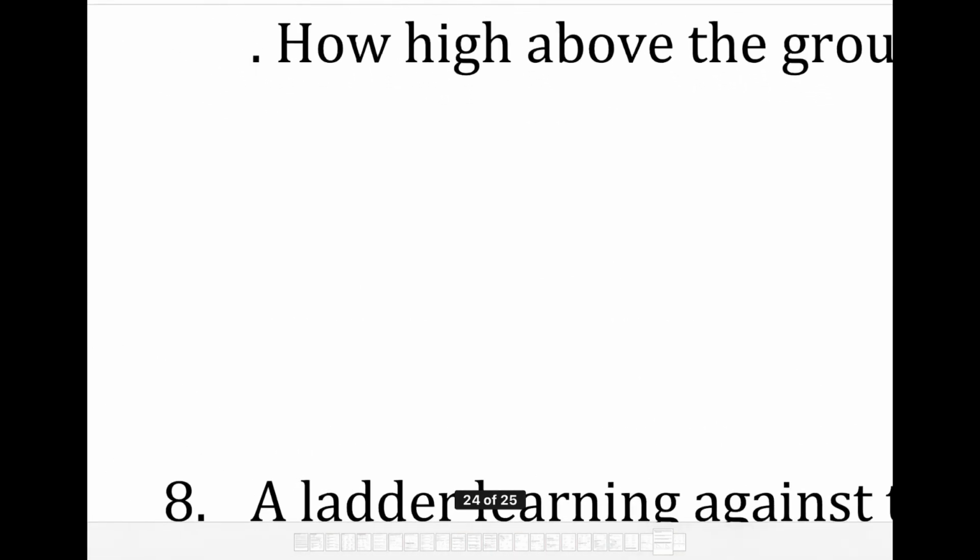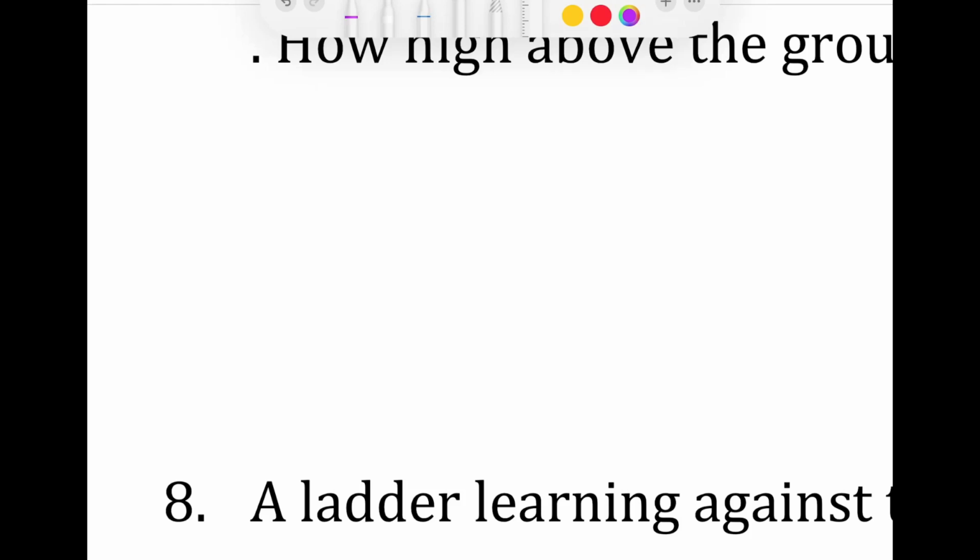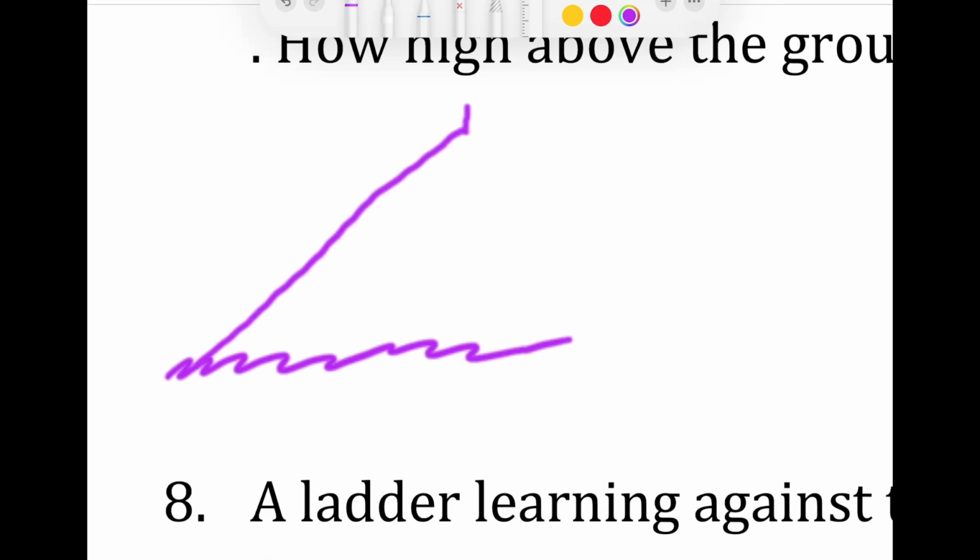For 7, 8, and 9, we are dealing with the word problems. So in 7, a boy flying a kite lets out 300 feet of string. So I'm going to draw a picture to represent what is going on. So we've got the grass, we've got the string, and we've got a kite at the end of the string. And no, it doesn't have to be perfect. So we're told that the string that's let out is 300.